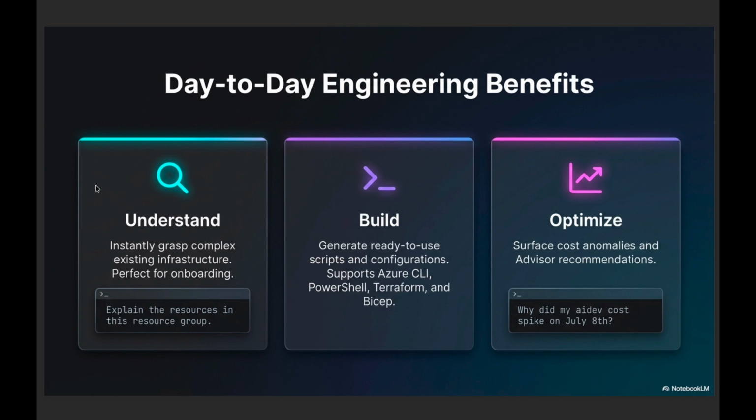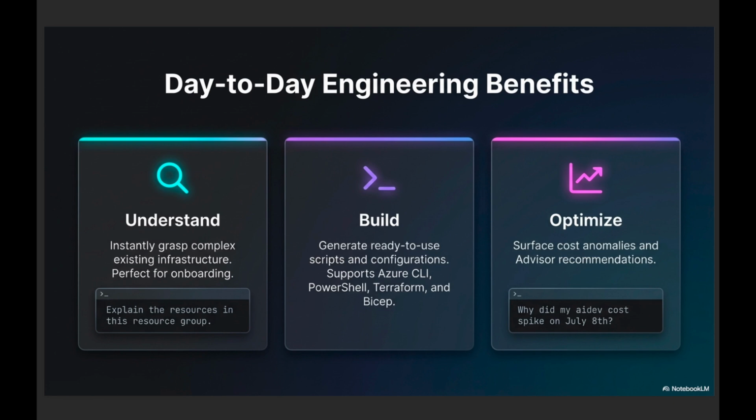So now what would be the day-to-day benefits we can get with Azure Copilot? So you can understand your environment faster. You can just give the resource group and ask to explain the resources present in the resource group, and it will give you a small overview of how the existing environment is. It can sometimes help you to connect the dots, and then we can also build, that is, we can generate ready to use scripts and configurations that support Azure CLI and PowerShell. So we can ask the Copilot to create scripts like "I want to tag all the virtual machines with a particular key and value," and after that Copilot will automatically create a script for you.